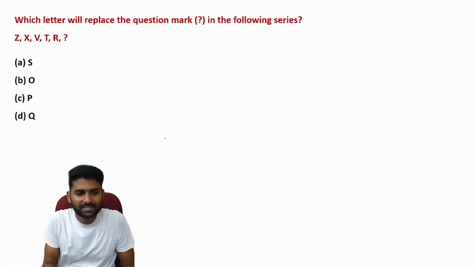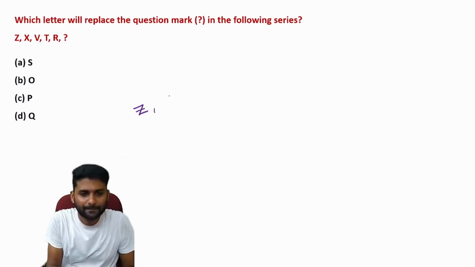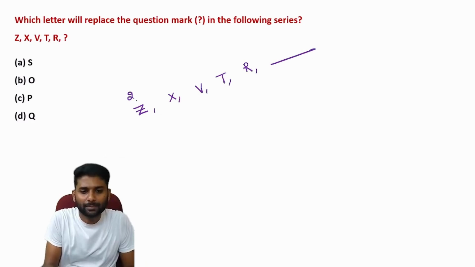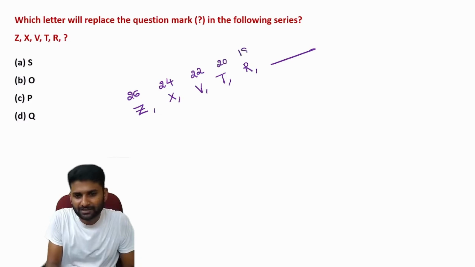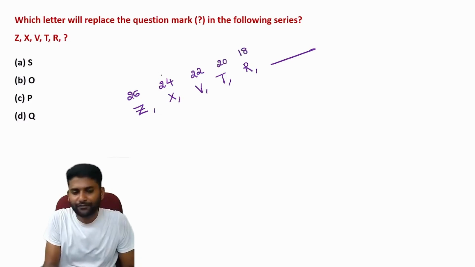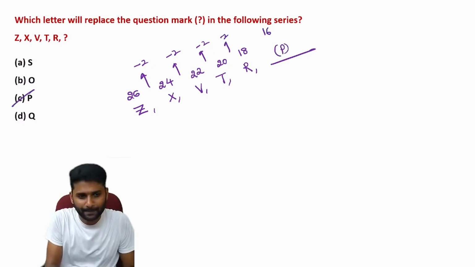Now see, what is the next letter? Here the letters are Z, X, V, T, R. Find the next one. Let me help you out with alphabetical position. 26th letter, 24th letter, 22nd letter, 20th letter, and 18th letter. If you observe, every time 2 units are subtracted. So according to the sequence, we need the 16th letter, and the 16th letter must be P.